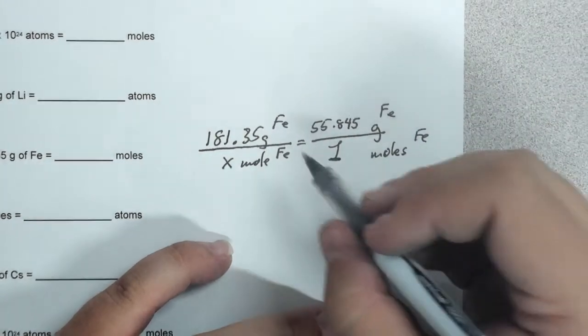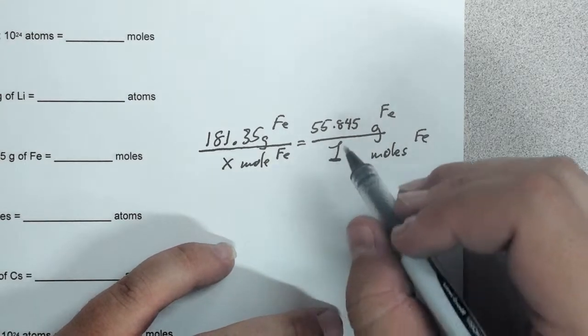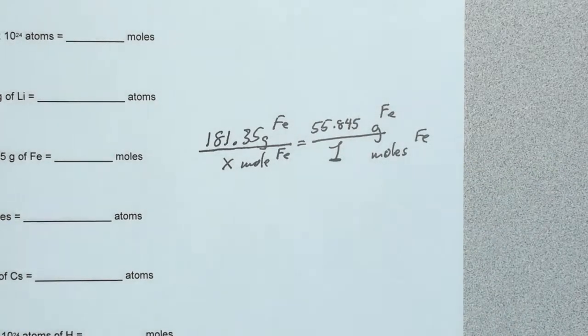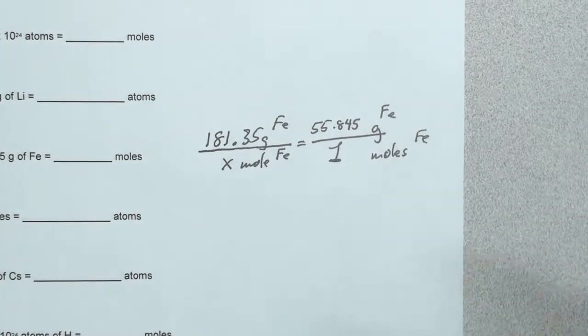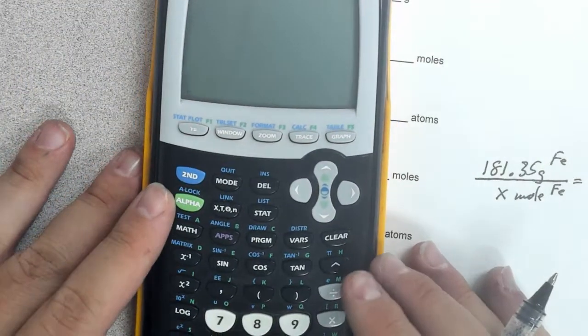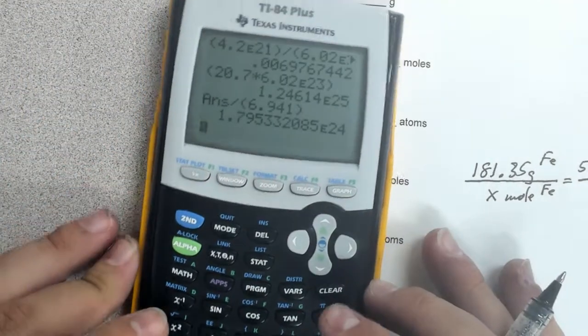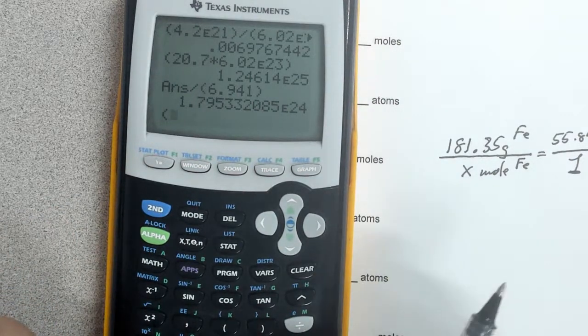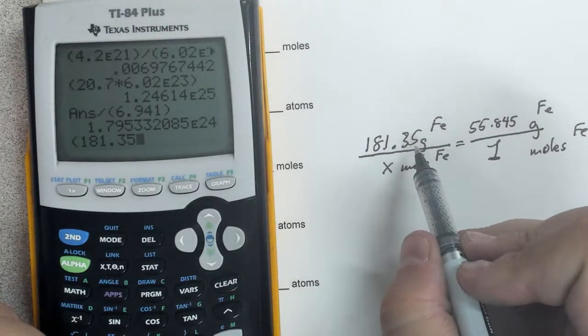All right. So what I'm going to do at this point is go through my cross multiplication and division and answer the question. I'm going to show you on the calculator how to put this in case you've forgotten. The very first thing I'm going to type in is a parenthesis because I want to tell my calculator exactly what I want it to do. So I'm going to say 181.35. I'm getting that from this number here.